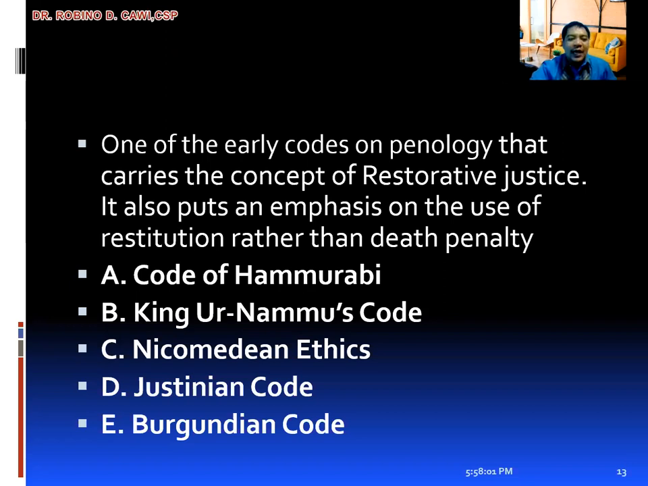Okay, so this is our keyword. Our keyword again is restorative justice. From that alone, based on our discussion a while back, we can already discern that the answer for this particular question is the Code of King Ur-Nammu. But what if the question goes this way?